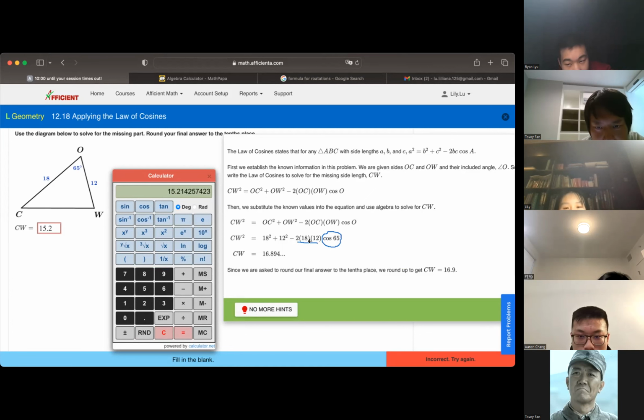Okay, you have to find the product of all of these: 2 times 18 is 36, 36 times 12, and then times cosine 65 degrees, which is about 0.4 something, right? Oh, okay, I get it. Never mind, I did it wrong. You can try again and see if you get this result.